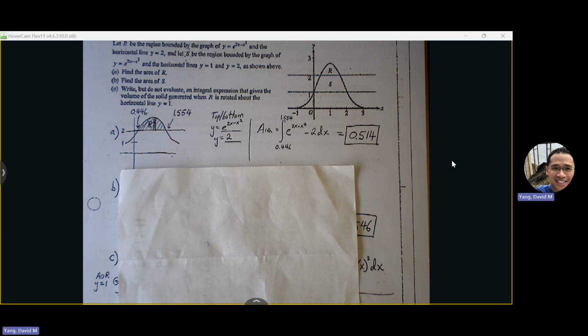So ignore that y equals 2. Do top minus bottom for that shaded region, and then subtract out R.